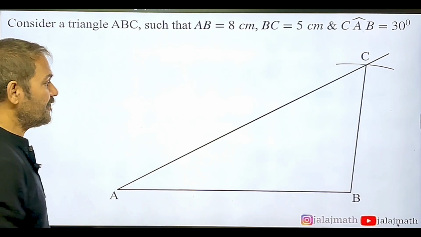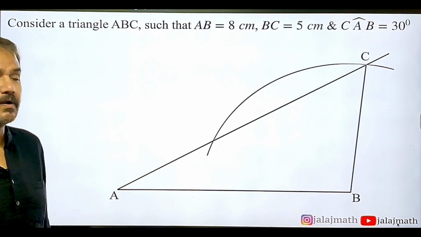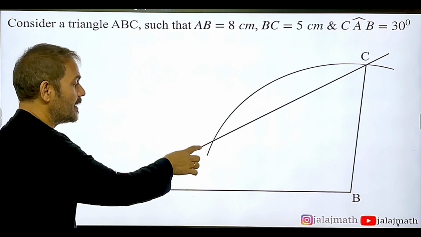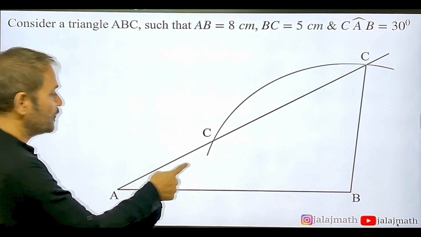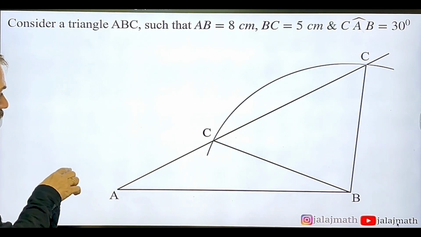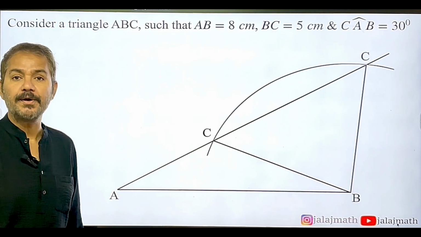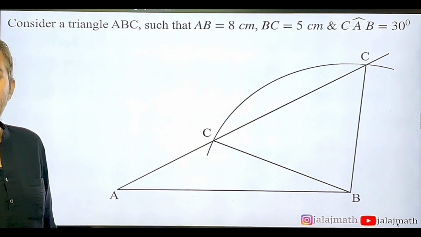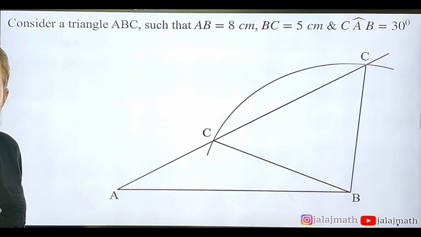However, if you continue this arc, this cuts the 30 degree line again at a point. Can we mark this also as point C? Can we join B and C to get another triangle ABC? So see what happened here. With this information, we have more than one interpretation. We have more than one possibility. Such cases are called ambiguous cases, or this is called ambiguity in triangles.